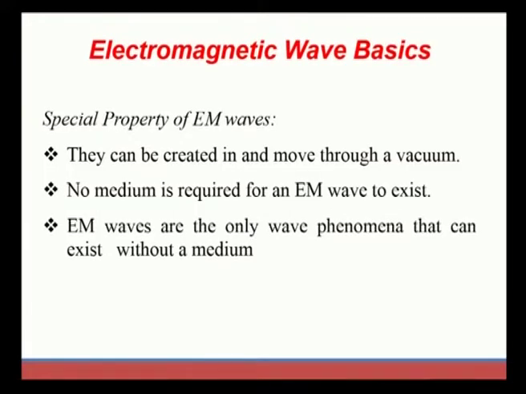So far we studied how the electromagnetic wave is formed. It is a perpendicular combination of electric field and magnetic field, and is called an electromagnetic wave, and it can travel in a vacuum also. It does not require any medium, that is why it is special compared to other kinds, that is mechanical waves. They can be created in and move through a vacuum, which is the important property that we come across by studying electromagnetic waves.